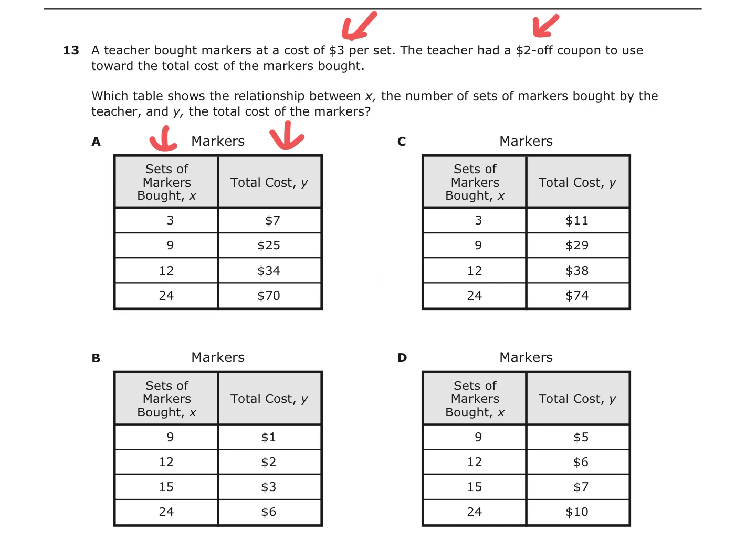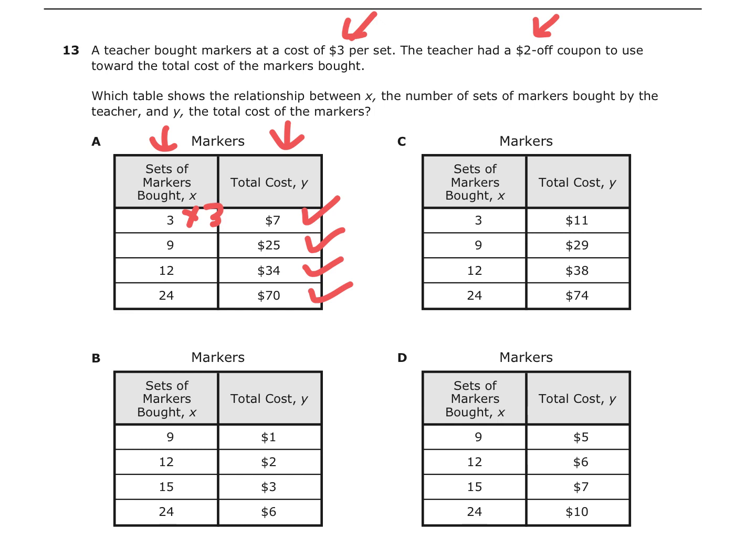So if you paid $3 per set, you multiply the X times 3, so 3 times 3 is 9, minus 2 for the coupon, that's 7. 9 times 3 is 27, minus 2. 12 times 3 is 36, minus 2. 24 times 3 is 72, minus 2. It looks like the answer is A.